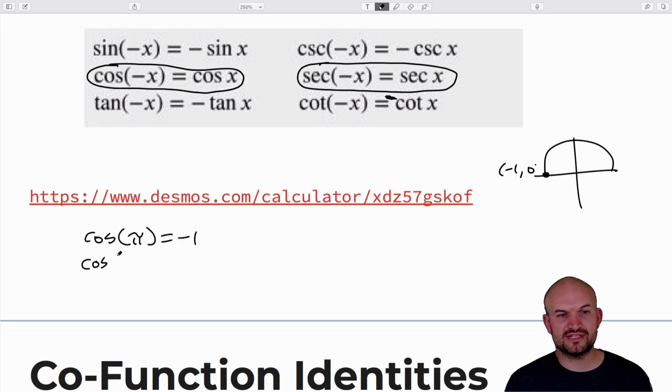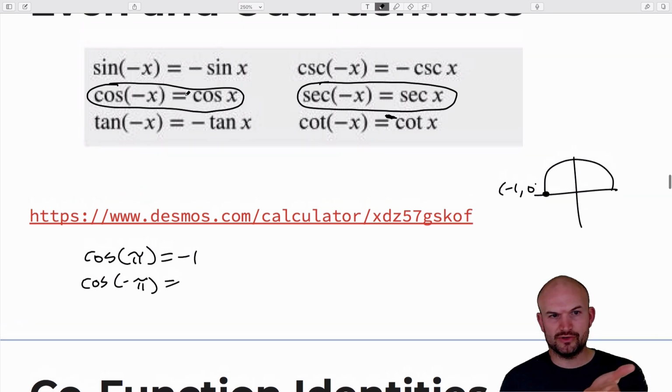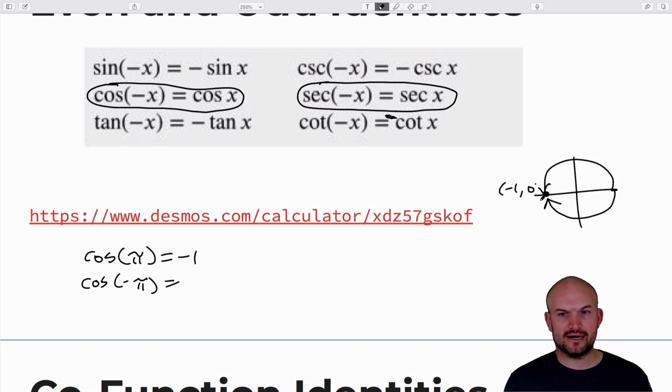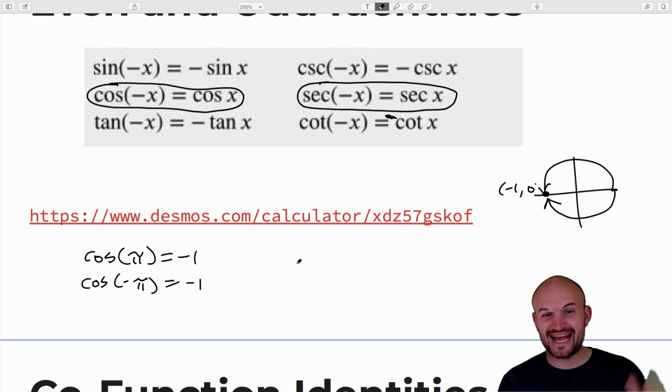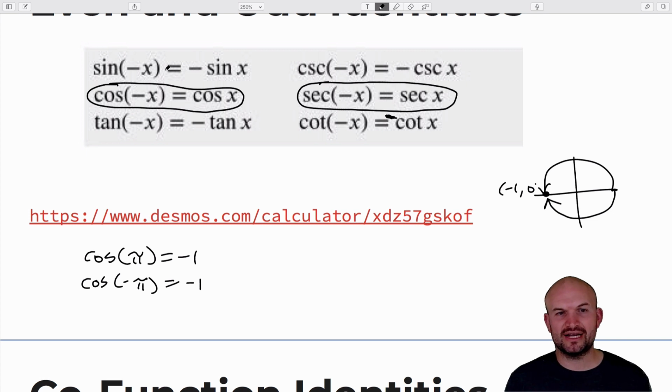Well, what about the cosine of negative pi? That's basically what we are doing over here, the cosine of pi and the cosine of negative pi. Well, negative pi is right there, and you can see that's -1. So you can see these two are exactly the same. On the contrary, what about the sine? What about if I was looking at the sine of a negative angle compared to the sine of the positive angle?